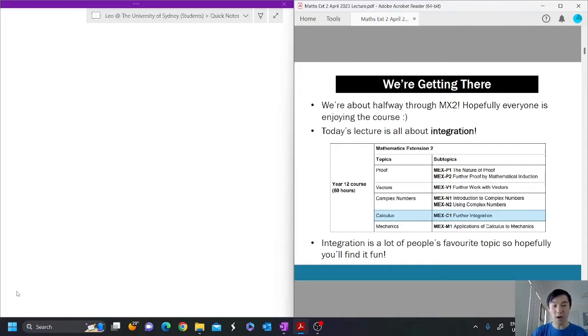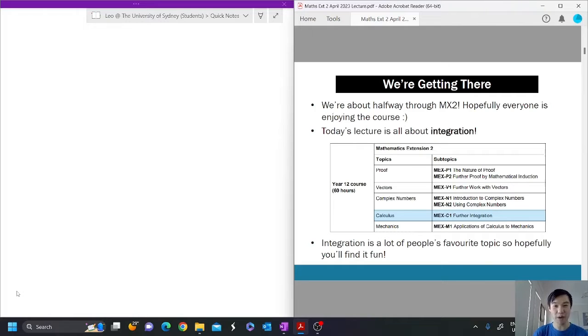Around this time of the year in April, we're about halfway through the Extension 2 course. I hope you guys have all been enjoying it. It is by far the most difficult course, I think, in the HSC. It's the most challenging maths course, and obviously the highest level that you can do. So it can be very stressful, but from my personal experience, it was tough but also very rewarding. So it was rigorous, but also very rewarding. Hopefully everyone's having at least a semi-positive experience in Extension 2 so far.